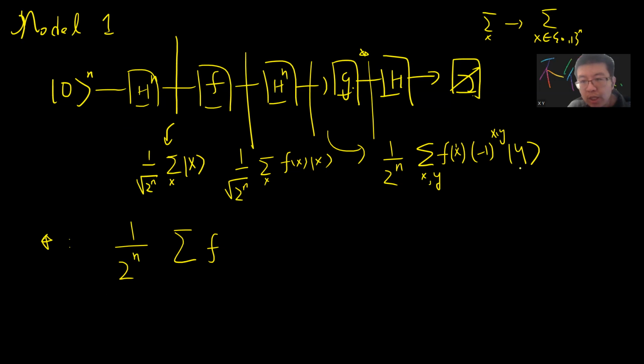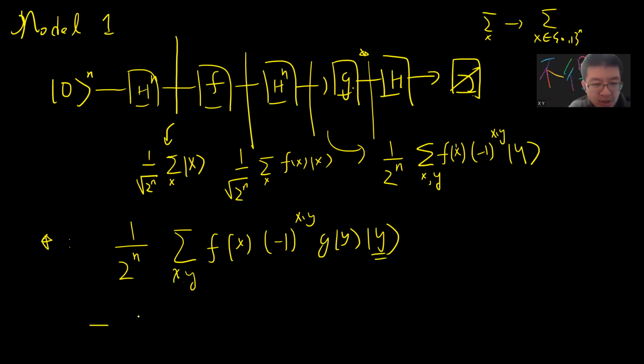Now this y becomes g of y. So you get f of x minus 1 xy g of y, y. Okay, so now xy. Now the final step, there is still hard math, right? So you need to change this y to z. So we have y to 1 over 2 divided by n 3 divided by 2 summation of x, y, and z.